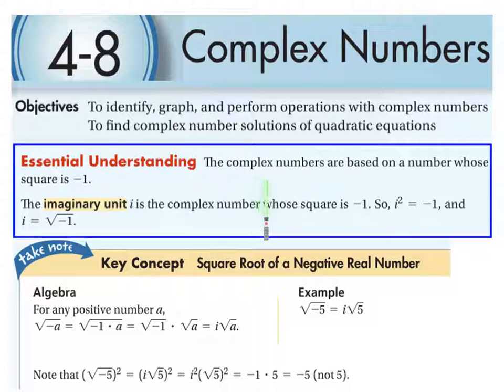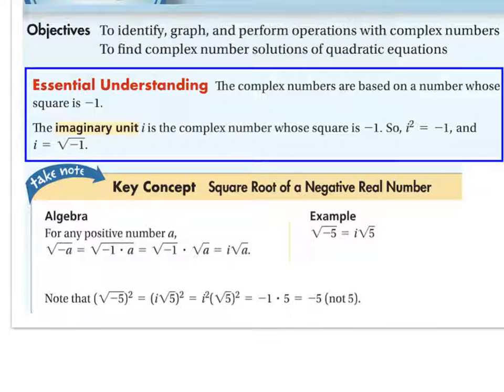So complex numbers are really based on a number whose square is -1. That basic unit is the imaginary unit i. So the idea there is that i squared is -1, and therefore also i is the square root of -1. Whereas with our just plain real numbers, we don't have an answer for a square root of a negative, our complex numbers allow us to work with those square roots of negatives.